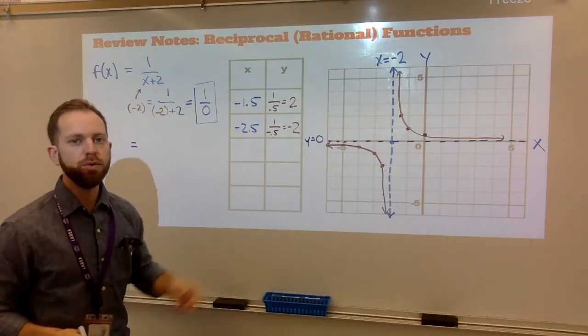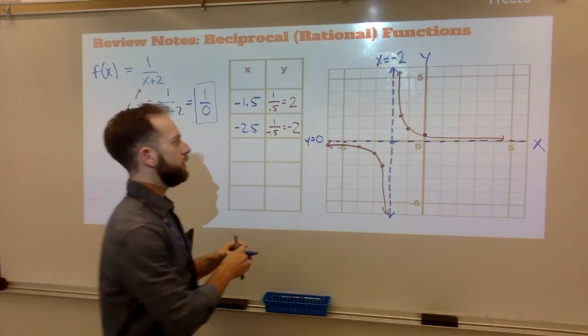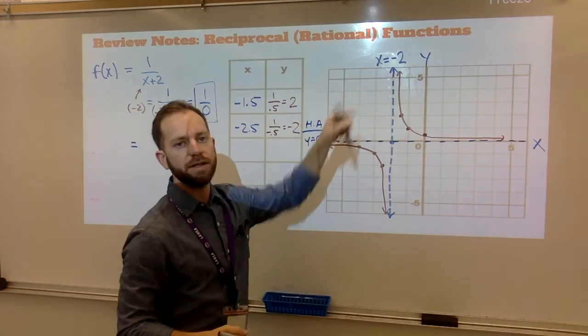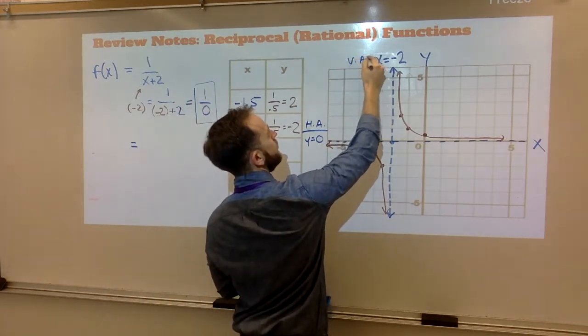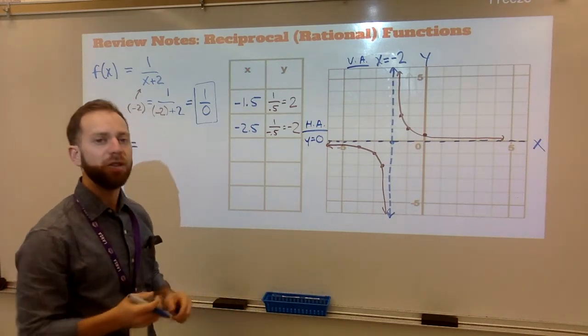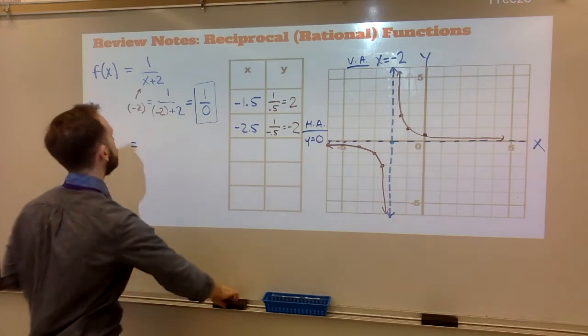So this has two asymptotes. The horizontal asymptote is y equals 0, and the vertical asymptote is x equals negative 2. Now you should be able to tell that just by looking at the equation, because if we look back at our equation, let me write it nice and big for us.